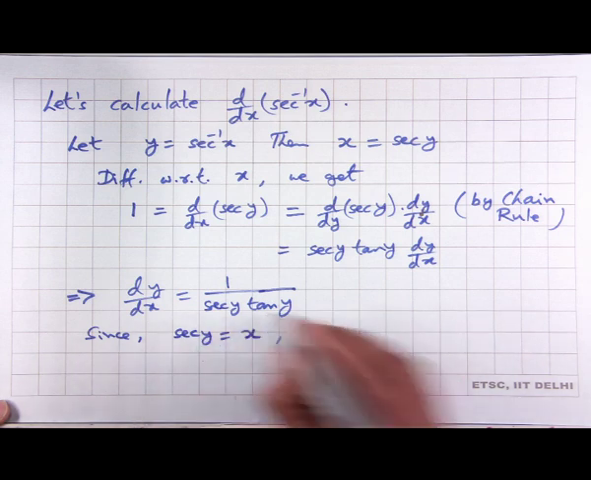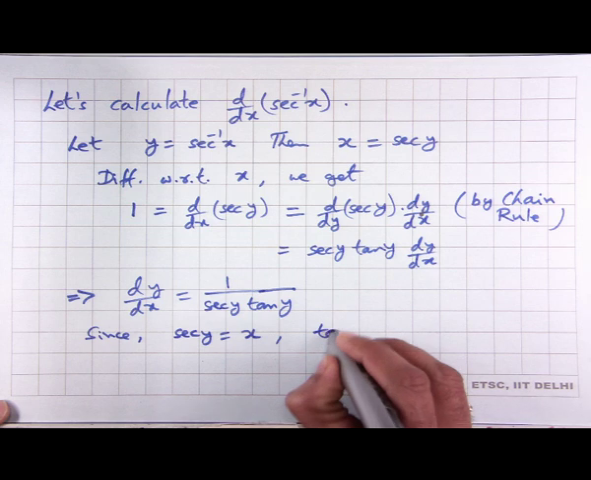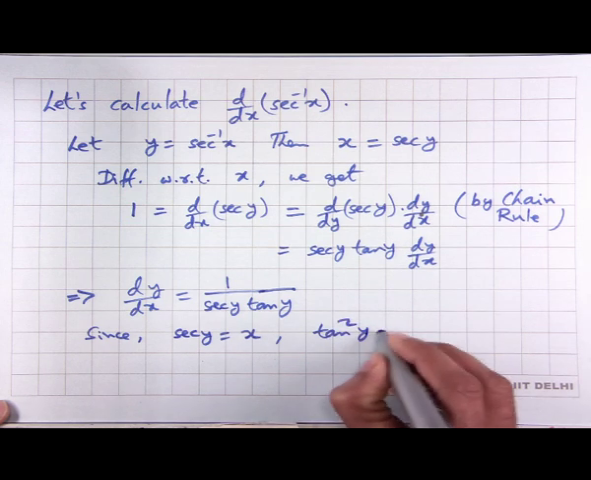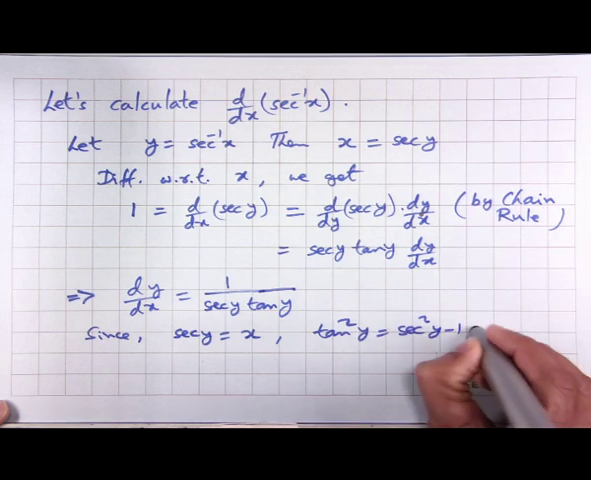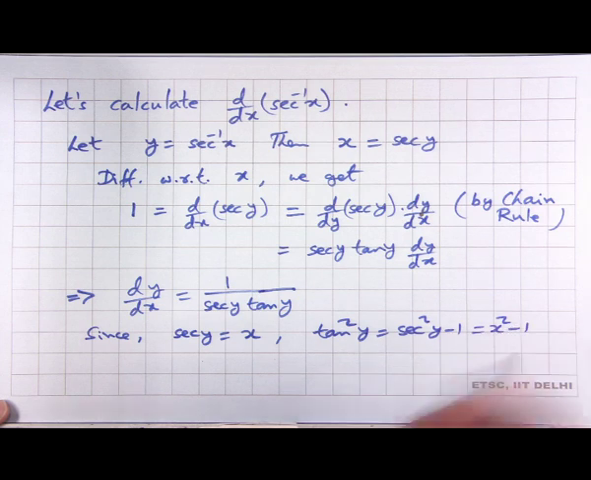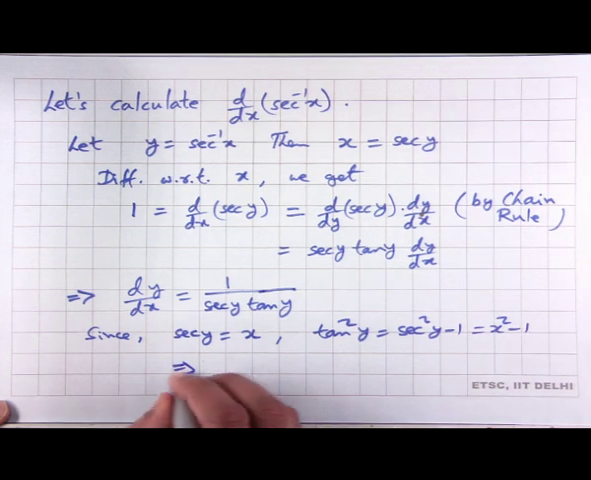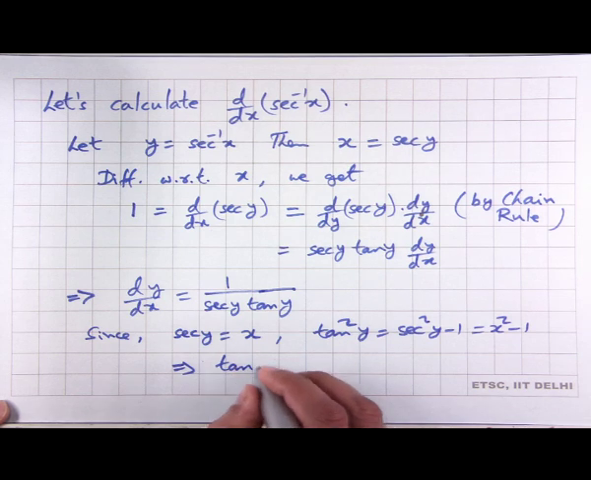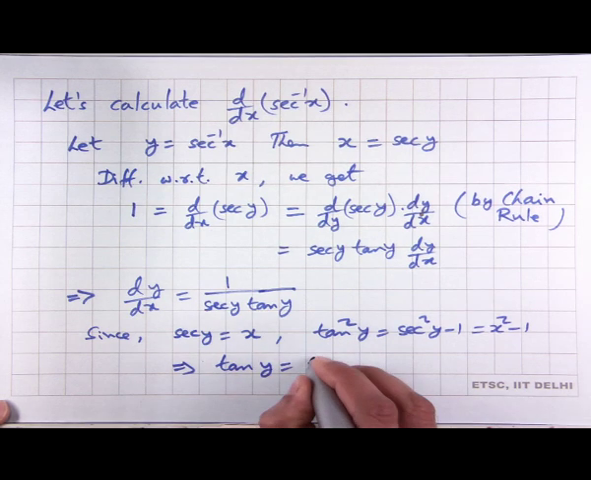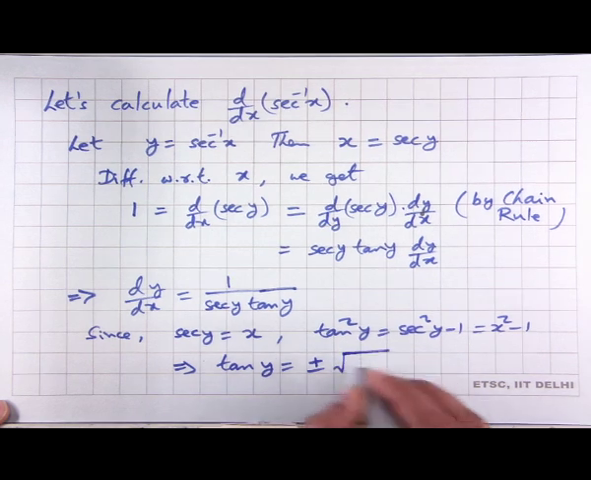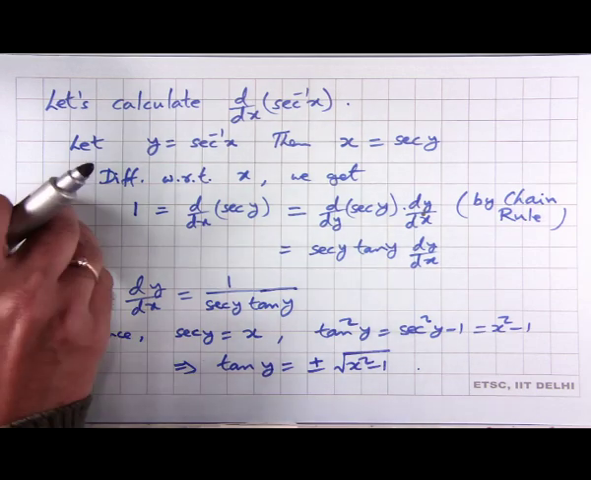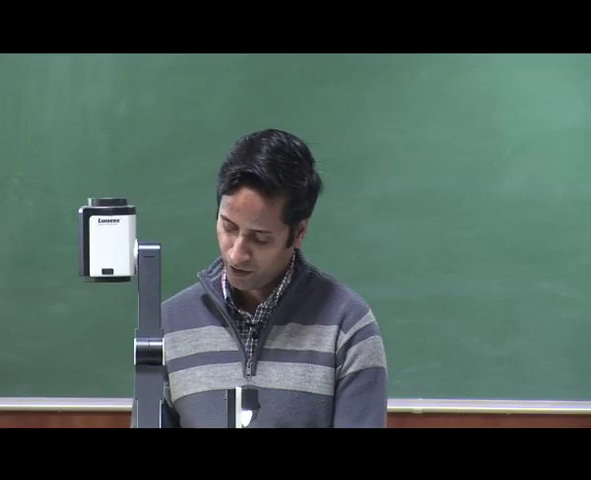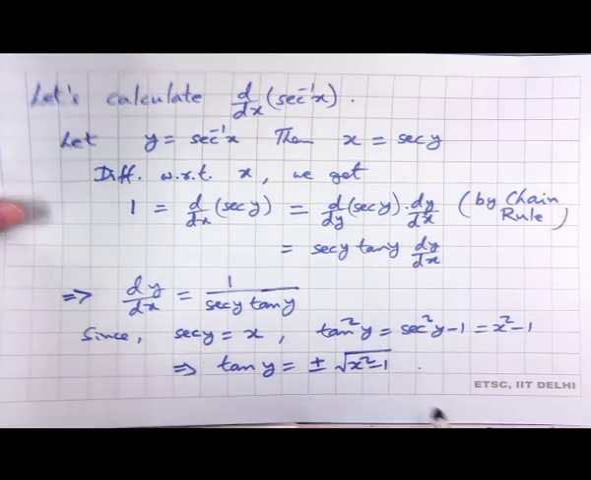And what about tan? So, tan square of y we know is secant square y minus 1. So, this is equal to x square minus 1. This implies tan y is plus or minus square root of x square minus 1. Now, we have to determine whether this is positive or negative sign.